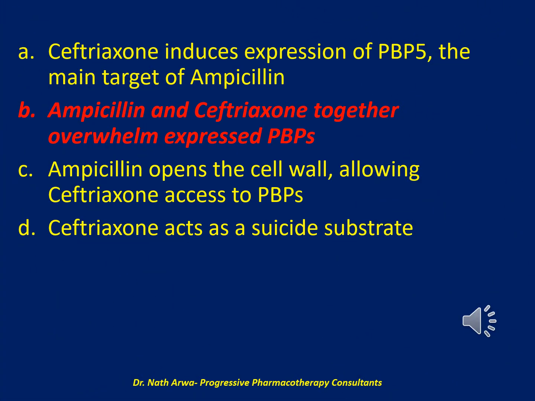And the correct answer is B. Ampicillin and ceftriaxone together overwhelm expressed PBPs. Ampicillin and ceftriaxone together affect different PBPs expressed by enterococci, leading to bacterial cell death. Suicide substrates generally refer to enzymatic breakdown, as would be seen with the beta-lactamase. However, this is not a common resistance mechanism to ampicillin in enterococci. Ceftriaxone does not have a known effect on increasing PBP5 production.